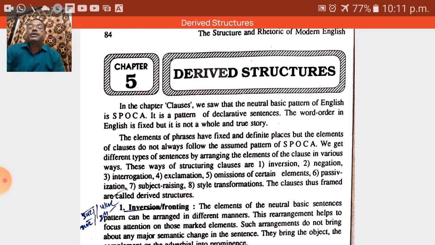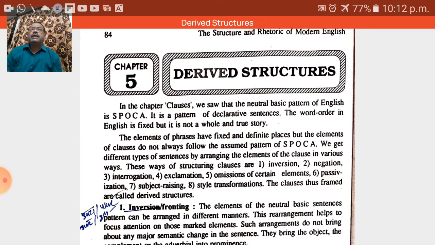As we have discussed, the basic clause pattern of English is subject, predicate, object, complement and adverb. This sequence is the pattern of declarative sentences. Suppose I write a letter: I is a subject, write is a predicate, a letter is an object. I am writing a letter now: I is subject, am writing predicate, a letter object, and now is adverb.